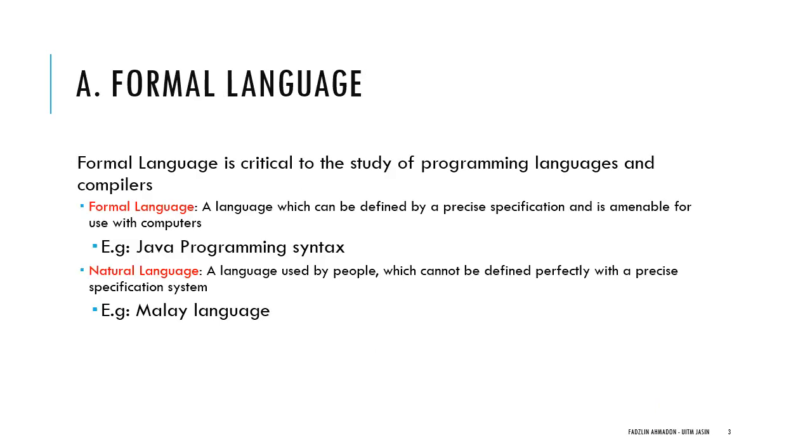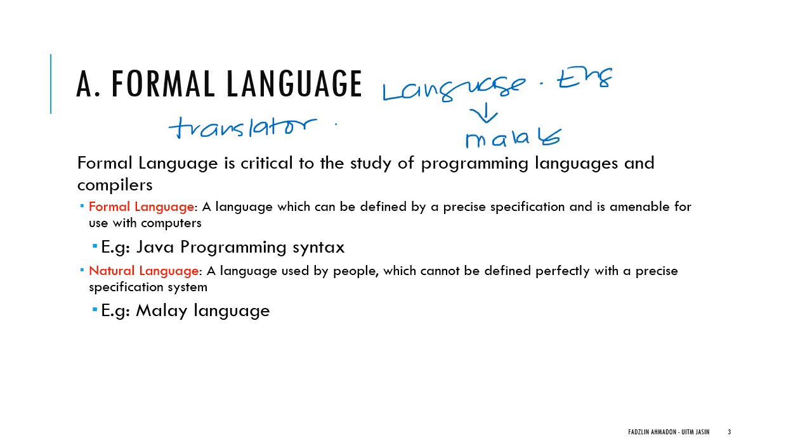If we recap back what we know about compiler, it is essentially a translator. So it translates from one language, for example, English, to another. So for example, Malay. Therefore, language is a very important concept in compiler construction. Generally, there are 2 categories of languages in the study of computer science. First is formal language. Formal language can be used with computers.